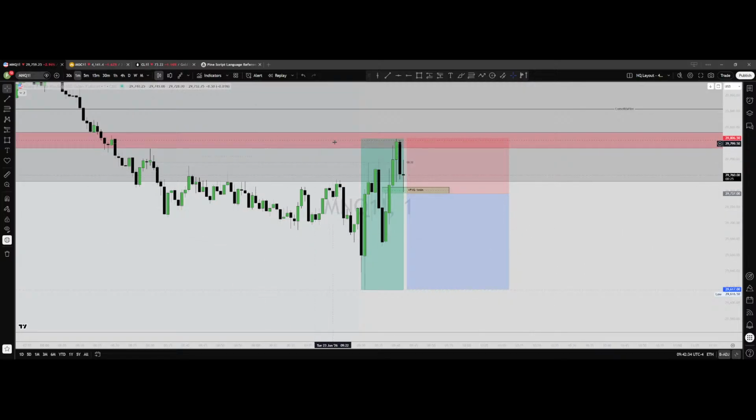But right now, what do we have? We have a level of interest, which is a 15-minute fair value gap. What is the signal we are waiting for? We are waiting for IFVG. If we get to see the IFVG out of this fair value gap, then we are looking for a short trade.